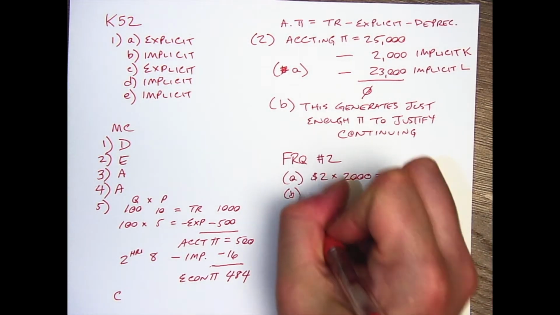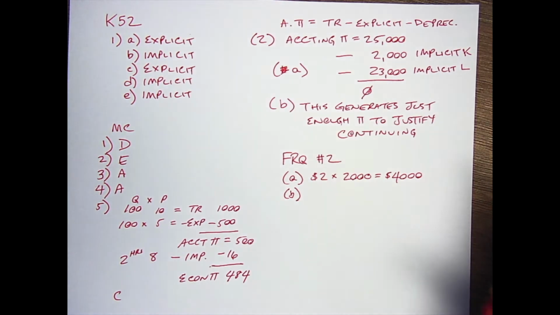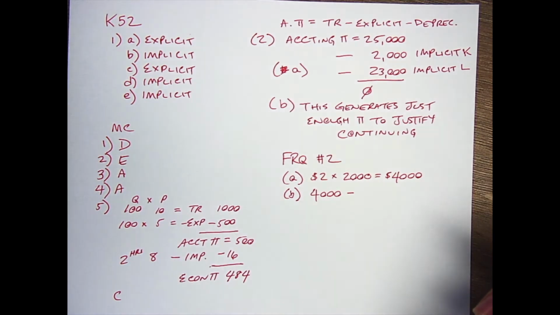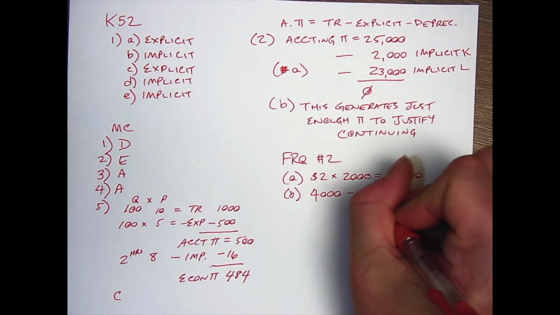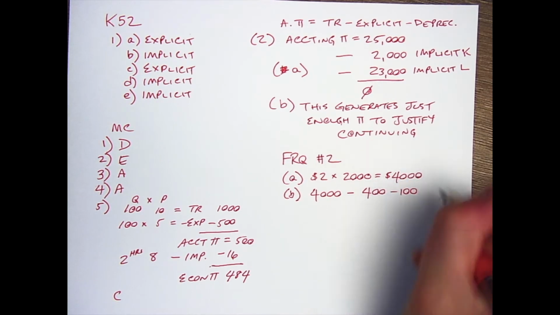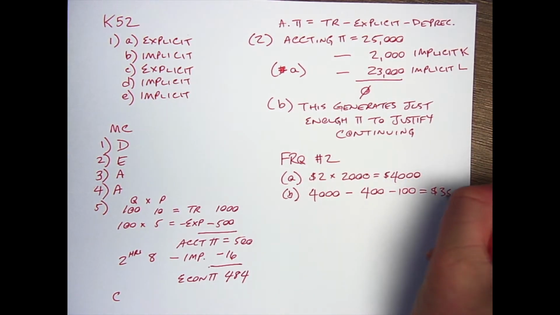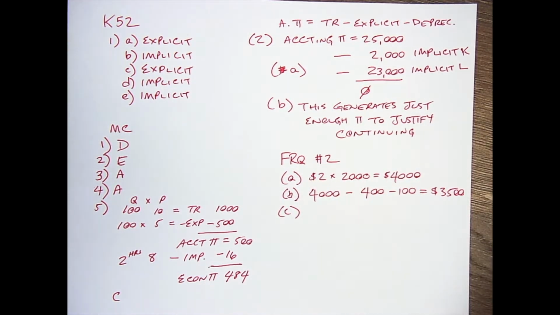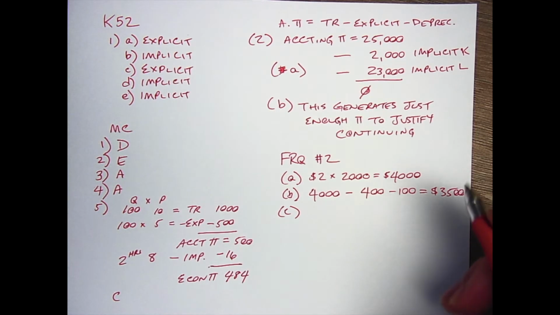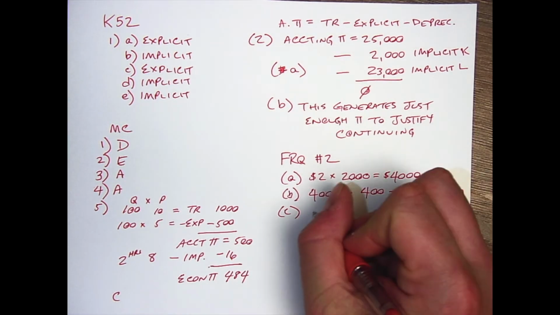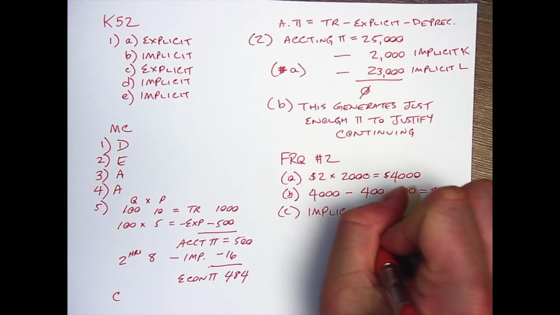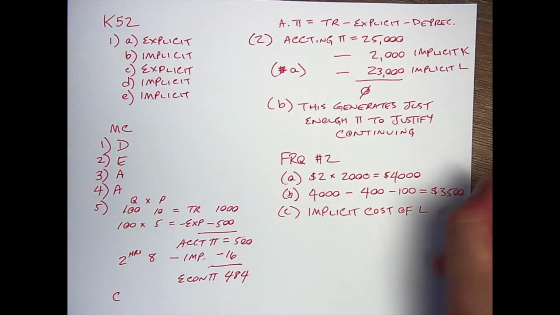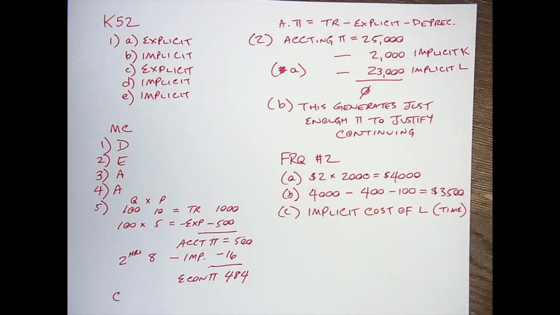And part B says calculate her accounting profit for January. So that's that 4,000, and then we subtract out the explicit cost and the depreciation. So 4,000 minus 400 minus 100 equals 3,500. And C says, what additional information do we need to determine whether or not to continue an operation? It gives us the implicit cost of capital, but we don't have the implicit cost of Sunny's time, the implicit cost of her labor or her time. So we don't know what she would have been doing otherwise.